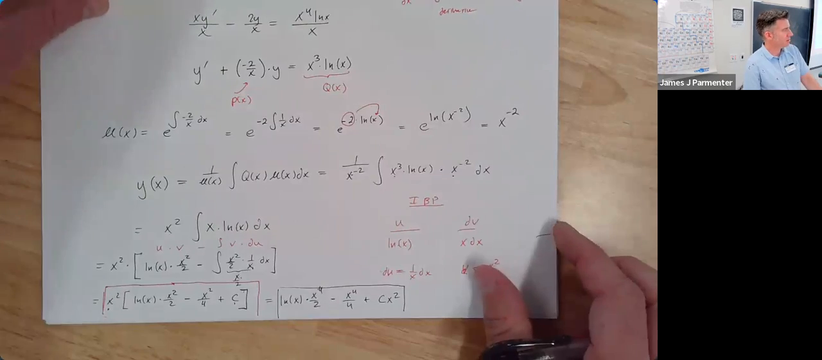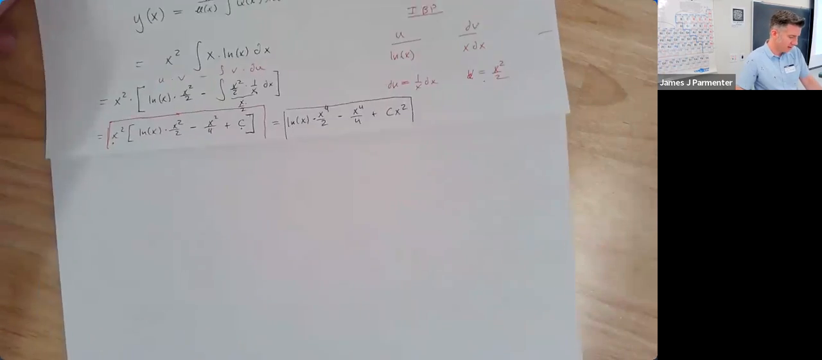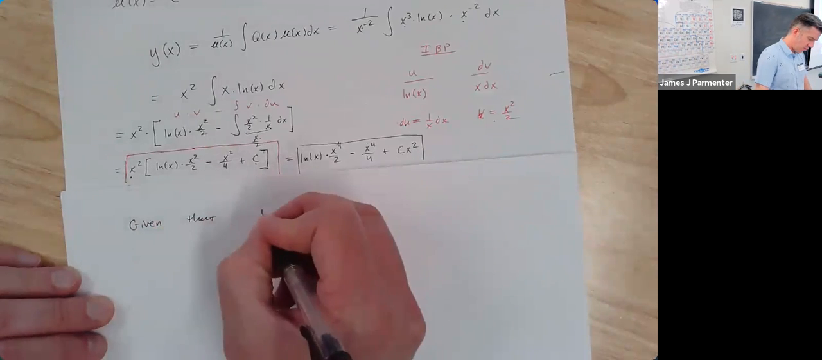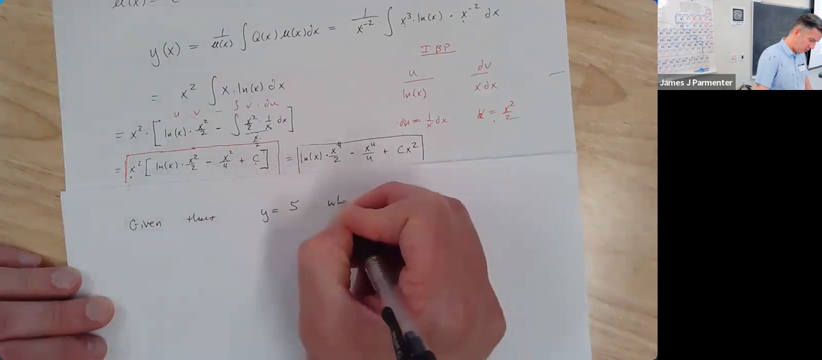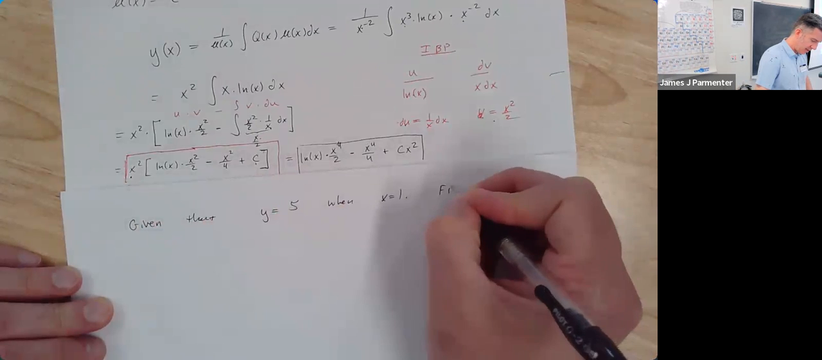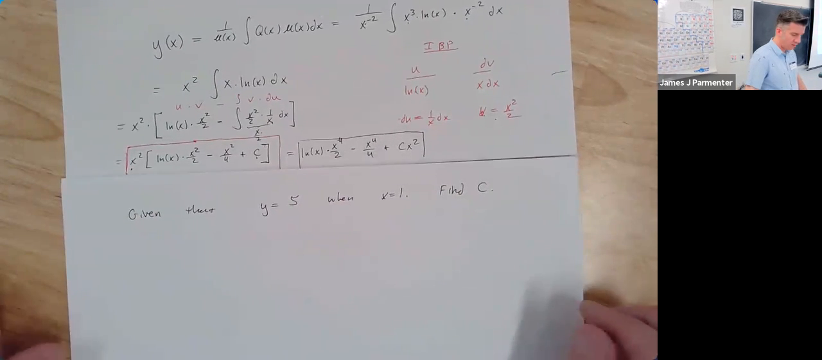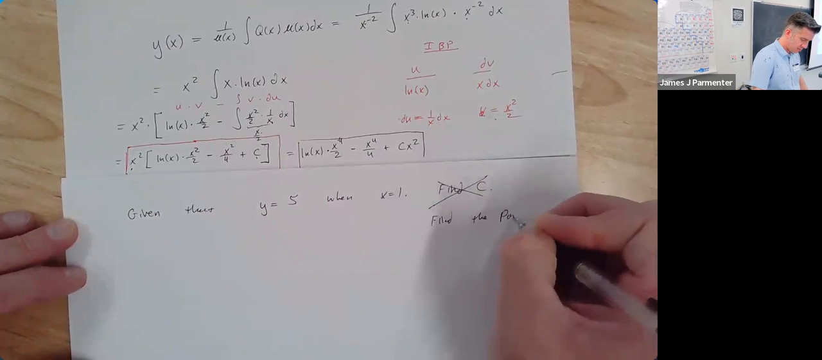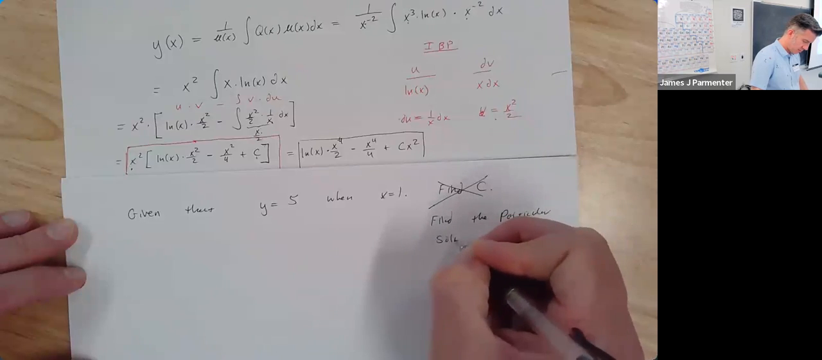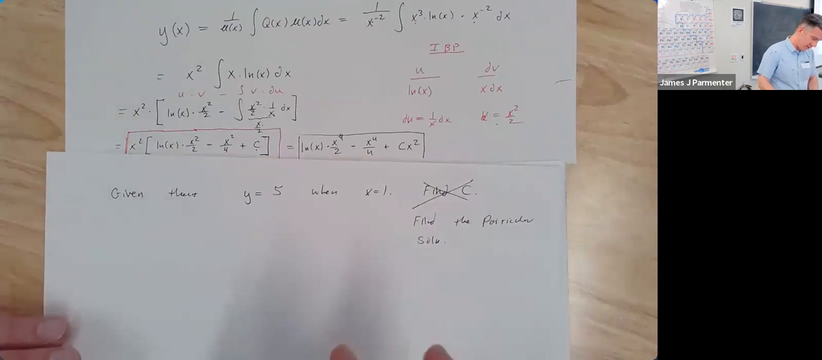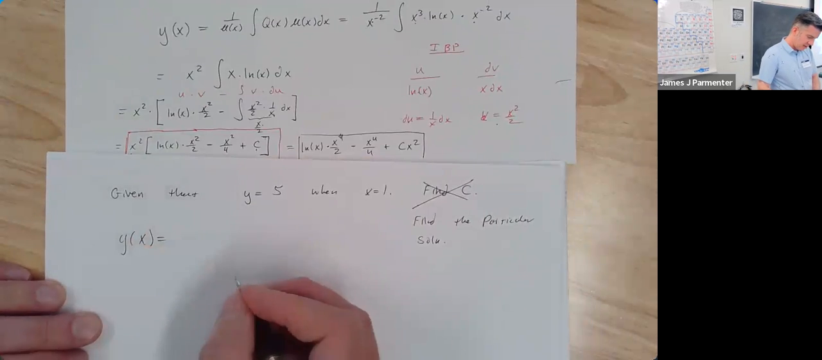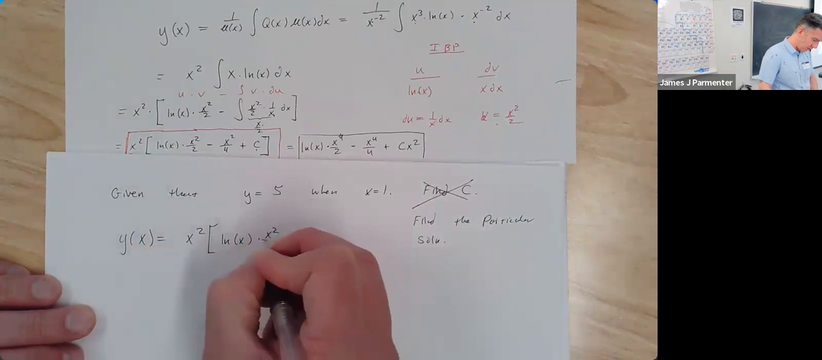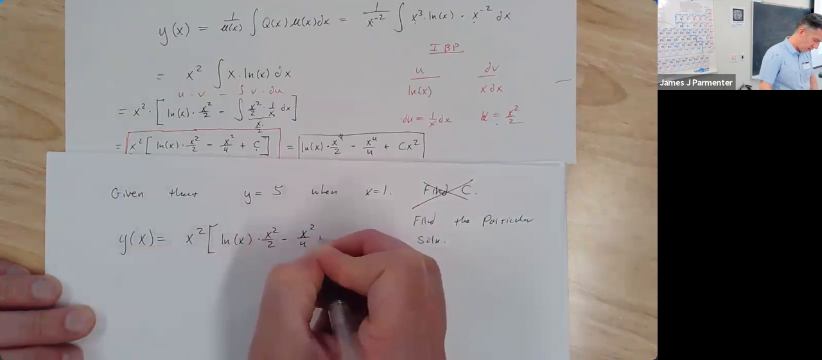For an added bonus, someone could say, okay, great, you solved it. Now, given the initial condition that y is equal to 5 when x is equal to 1, find c. Or really, I should say, the better question is, find the particular solution. So let's see, I've got my function. I've got that y as a function of x is equal to x squared times the natural log of x times x squared over 2 minus x squared over 4, plus c.